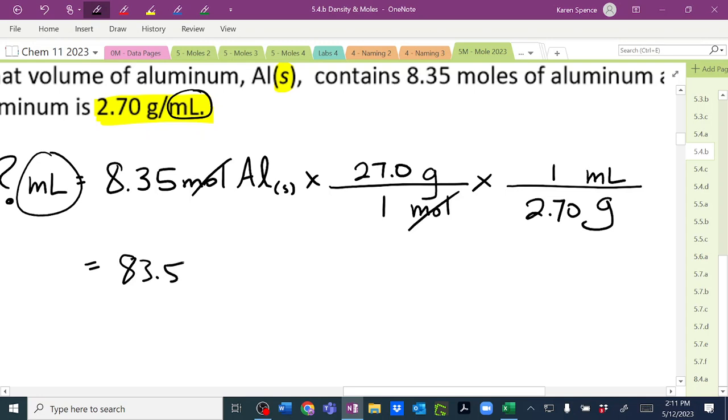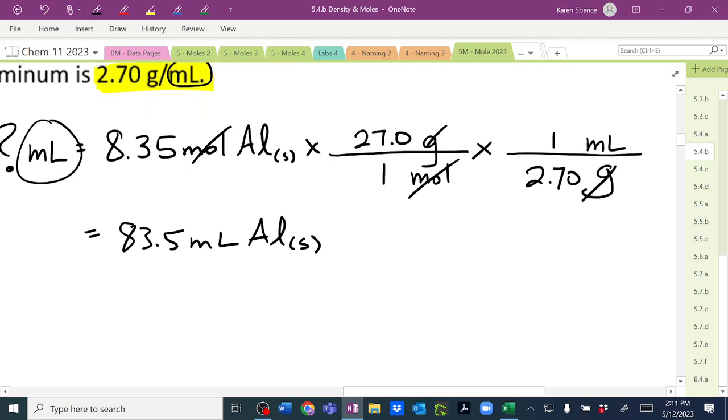83.5. I find that weird that the molar mass is 27 and the density is 2.7. Just a weird coincidence, right? So anyway, it ends up making the math really easy when you're doing density and molar mass with aluminum. Grams cancel out and we are left with milliliters of aluminum solid. Okay, can anyone think of another way to express that?